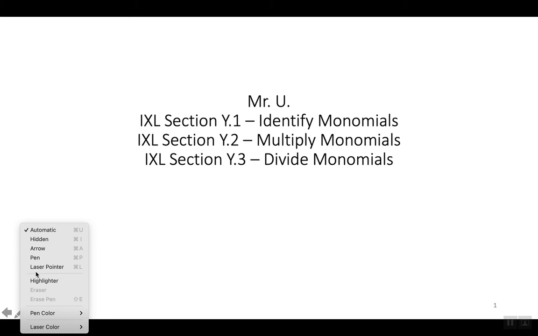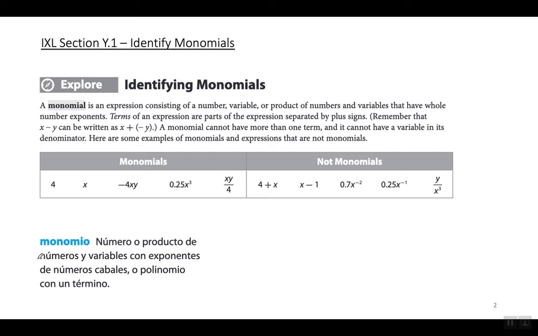In today's lesson, we're going to be doing three IXL sections: IXL section Y1, Y2, and Y3. Identify monomials and multiply and divide monomials. We're doing three sections because they're very simple. So first of all, what is a monomial?